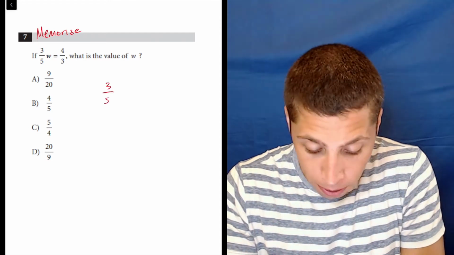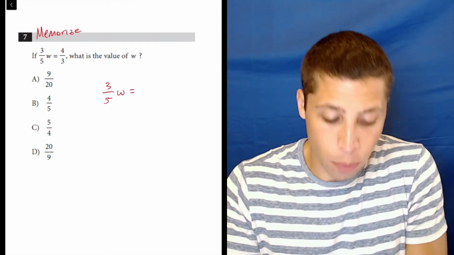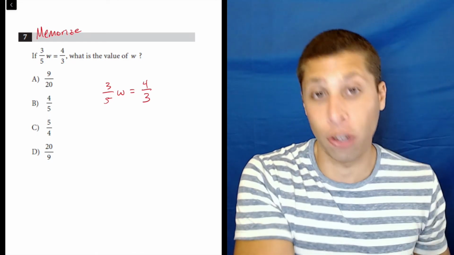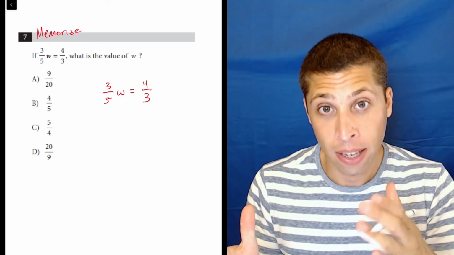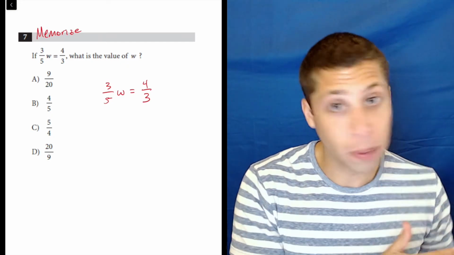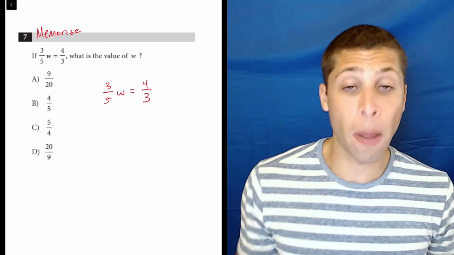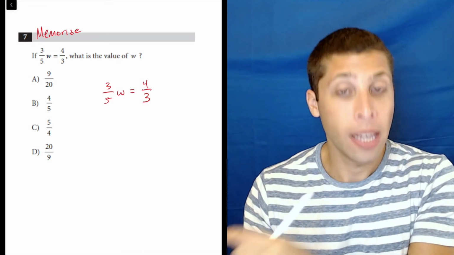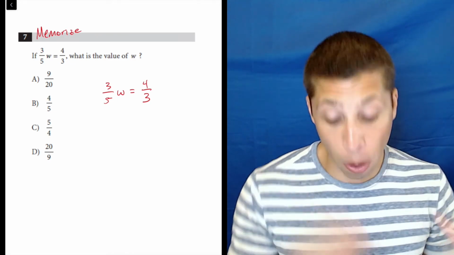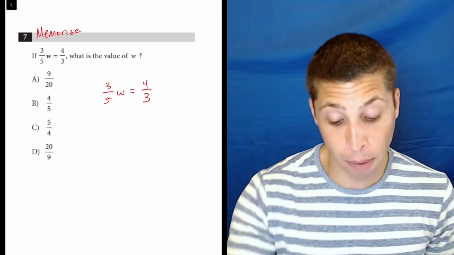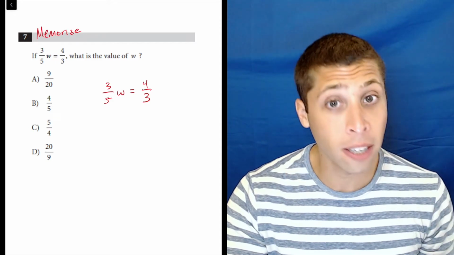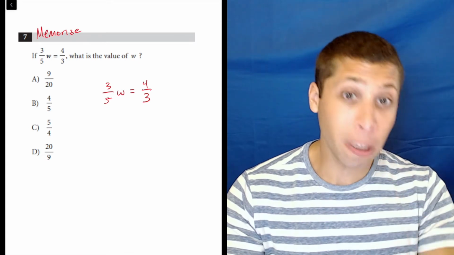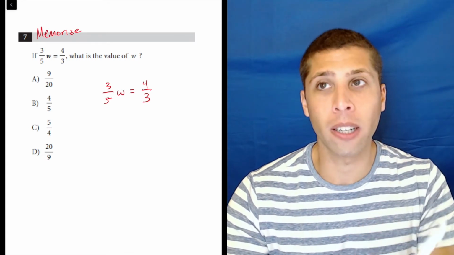Whenever in math we have a fraction that we want to get rid of that's attached to something through multiplication, okay, so that 3/5 is attached to the W through multiplication. Well, because of the order of operations, we know that the way to get rid of multiplication is by doing the opposite, which is division. Now, we could divide both sides by 3/5. That's mathematically fine, and if you remember how to do that, go for it.